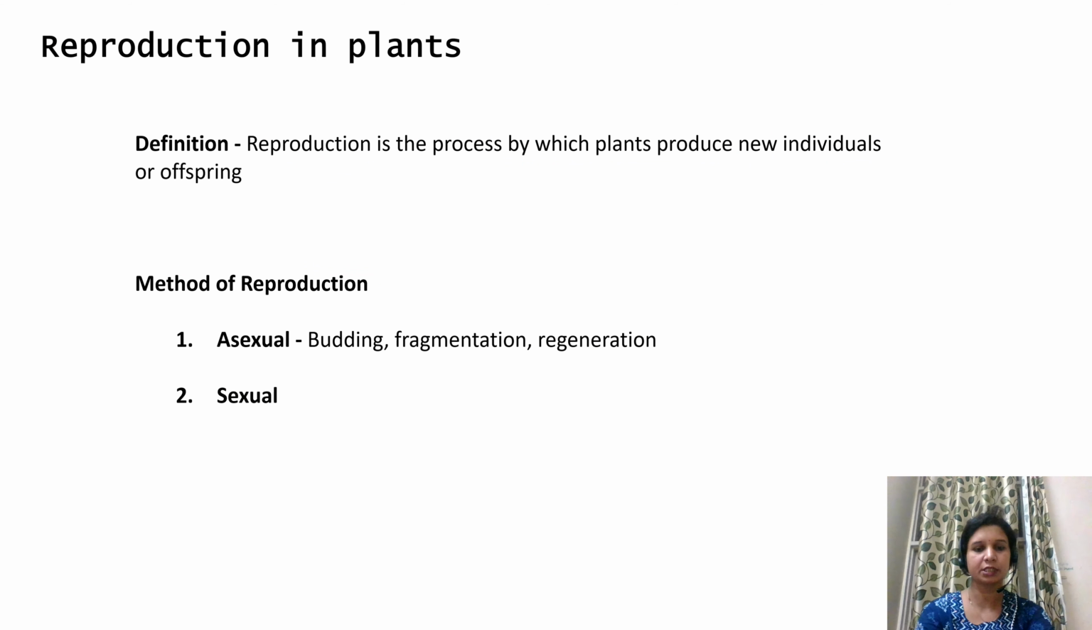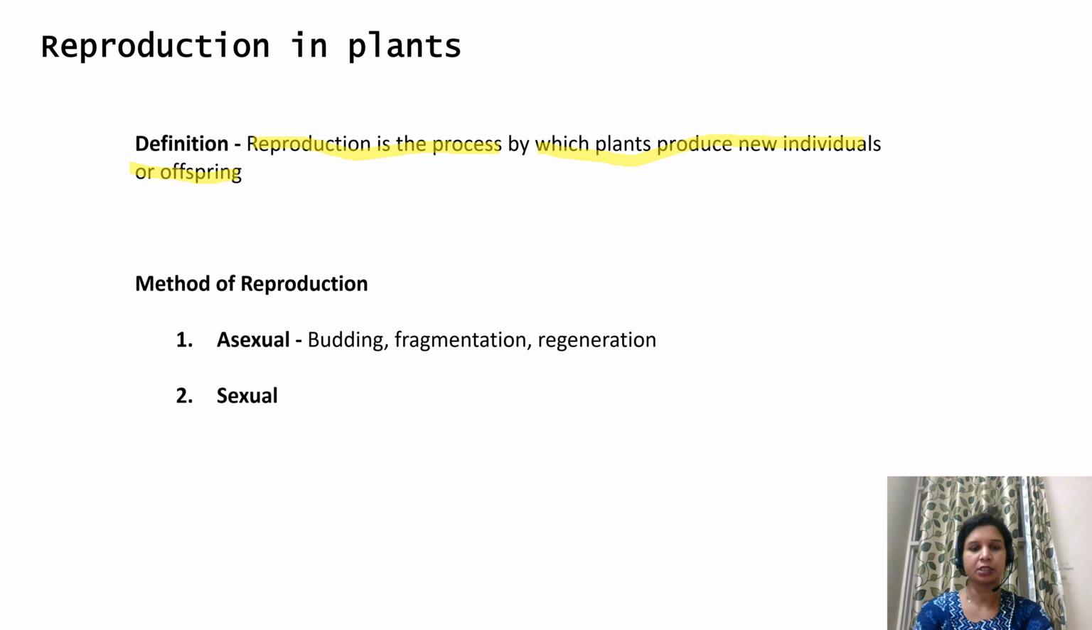The topic for today's discussion is reproduction in plants. First we'll go through the definition of reproduction. So what does reproduction mean? Reproduction is the process by which plants produce new individuals or offspring. It means this process is not essential for the survival of a plant. Why is it important? It is important to maintain the continuity of a species on this planet. So reproduction is helpful in this way.